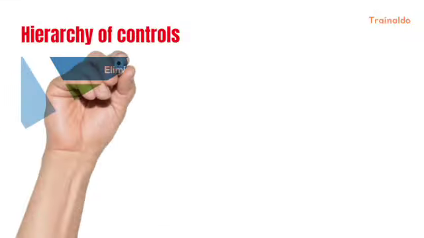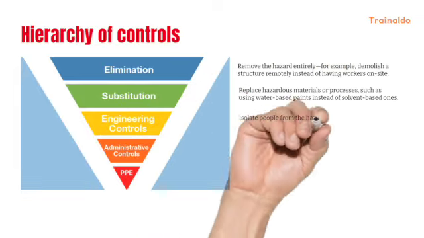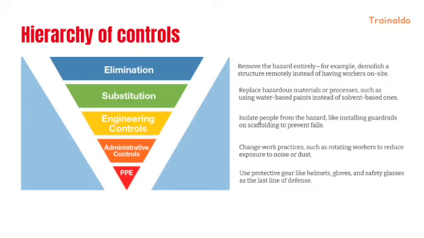Welcome to Module 2. The hierarchy of controls. Managing risks starts with identifying hazards and systematically applying the best possible measures to eliminate or reduce those risks. Elimination. The first step is eliminating the hazard.